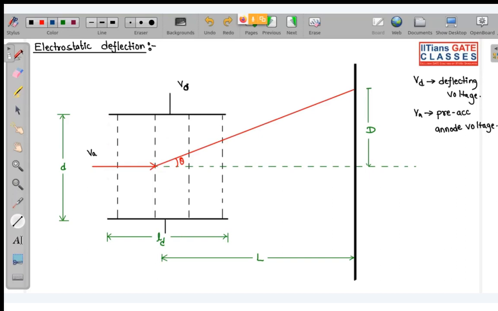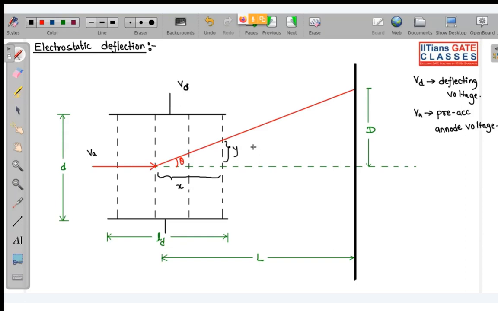Okay. So now let me mark a few more points. So this is LD, fine. Let this be X. Or this much part, let me write it as X. Okay, this is X. This much part is Y. Okay, this is X, this is Y.